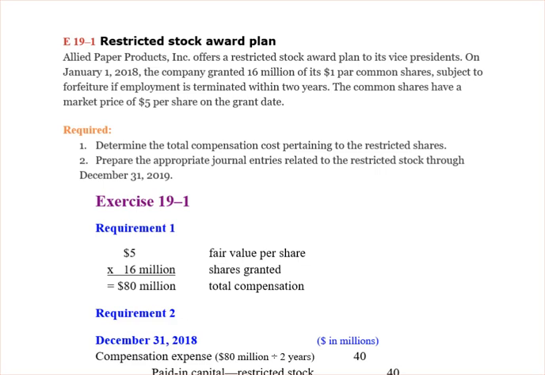Common shares have a market price of $5. That's the appropriate way to do this. The number of shares granted was 16. There you see your calculation. You should get 80.